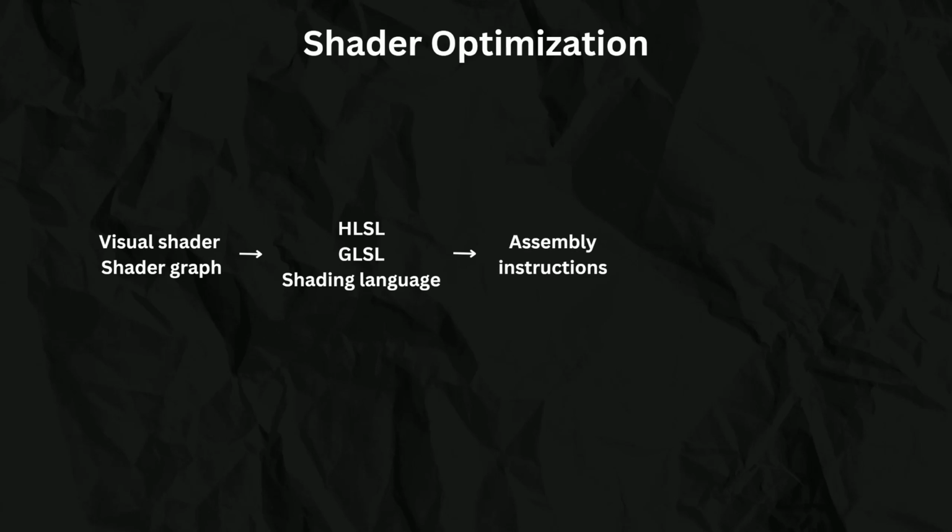Okay, now the shader code will be compiled to assembly instructions. These instructions will tell the GPU or graphics card how to render the pixels on the screen. It does that by communicating to the graphics driver. Okay, that is simple enough to understand. Now to optimize the shader, we need to cut down these assembly instructions as much as we can.